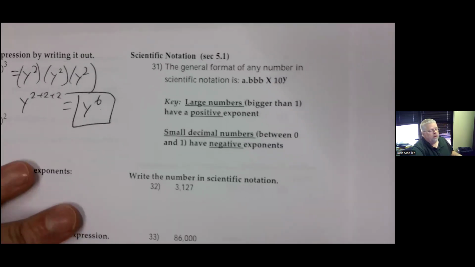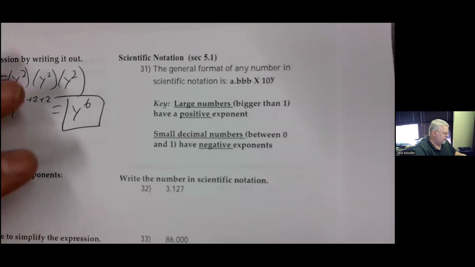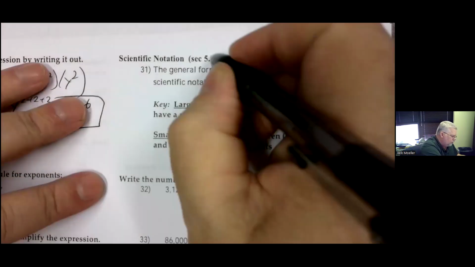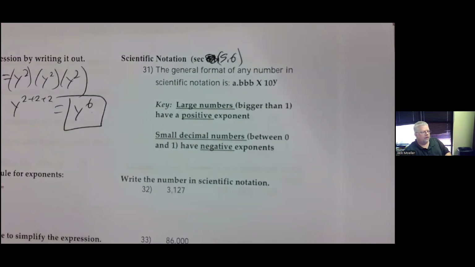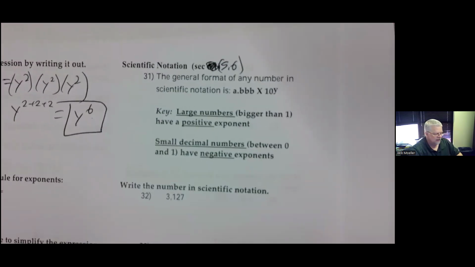So scientific notation. That's section 5.1, from an old book. We are in 5.6. The purpose of scientific notation is it gives us a shorthand to write really large numbers, by which I mean bigger than 1, or a shorthand for really small decimal numbers. So we're not dealing with negative numbers here, just small decimal numbers less than 0, or really large numbers bigger than 1.